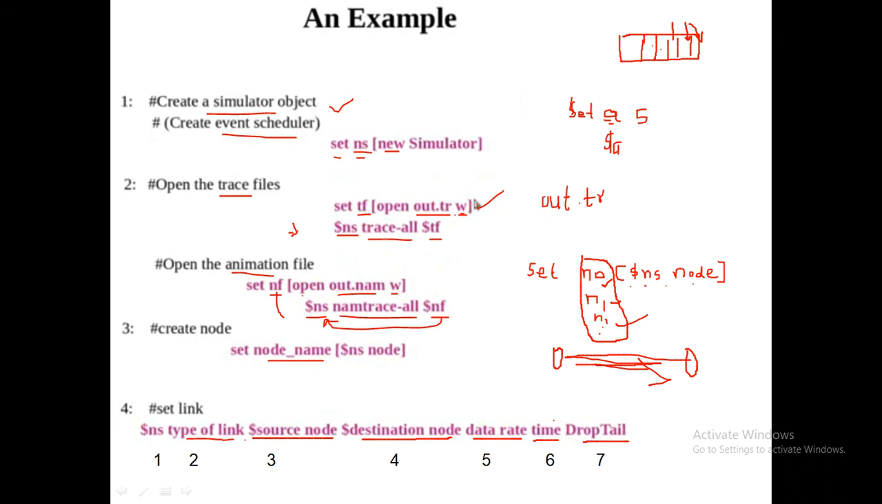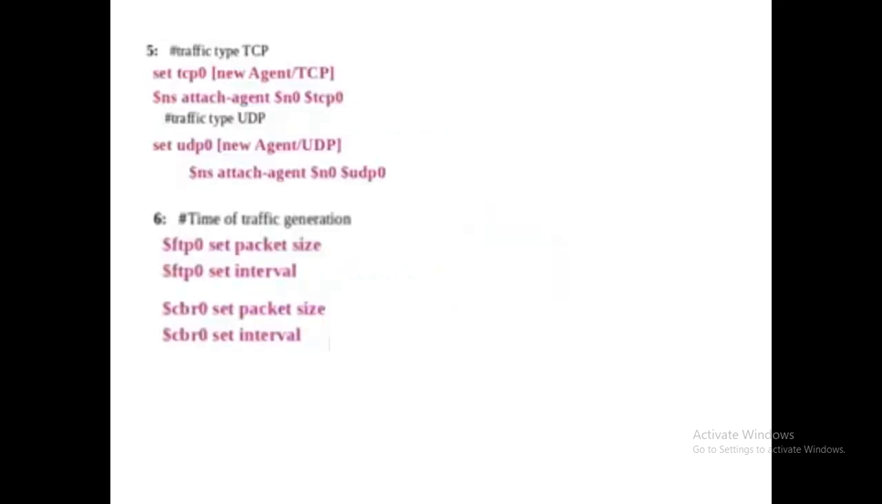Suppose all the queues are full and a new packet comes, it should be dropped. Because there is no space, from where is it dropping? From the tail end, from the tail of the queue. So we are going to say drop tail. So these are the 7 arguments for setting up the link commands. Clear? Now we go for the fifth step, traffic type.